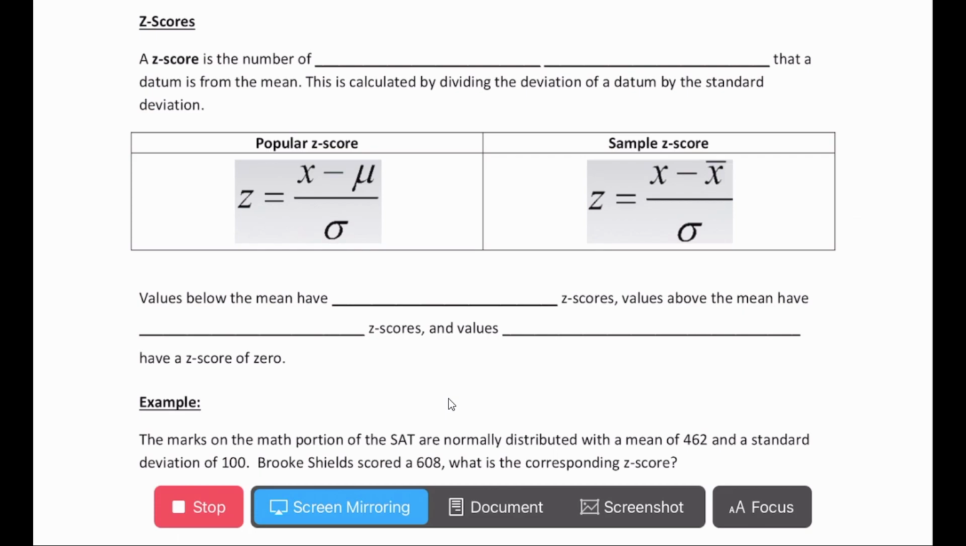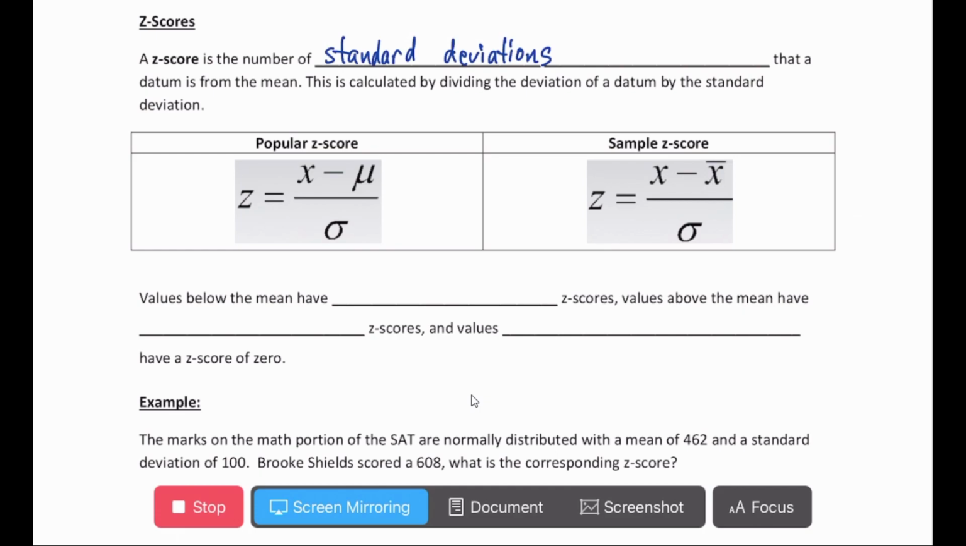So what is a Z-score? A Z-score is the number of standard deviations that a datum is from the mean. This is calculated by dividing the deviation of a datum by the standard deviation. There are two forms of the equation that we're going to use.